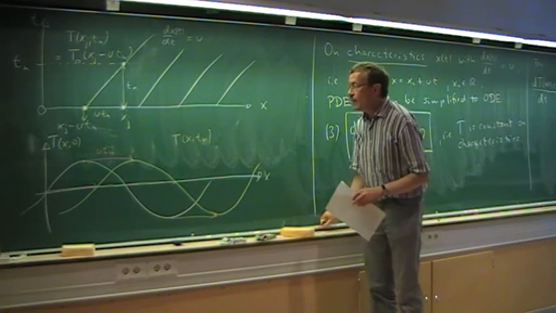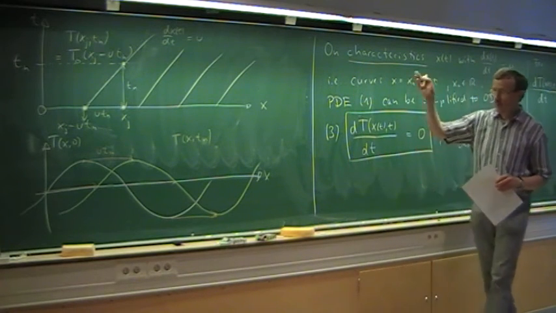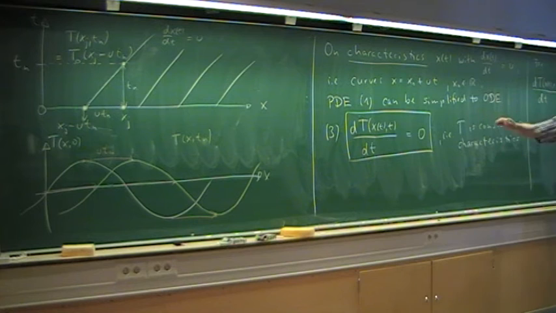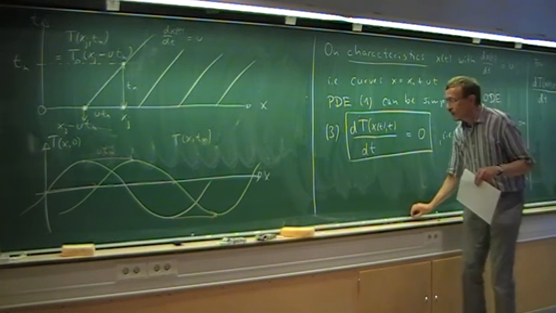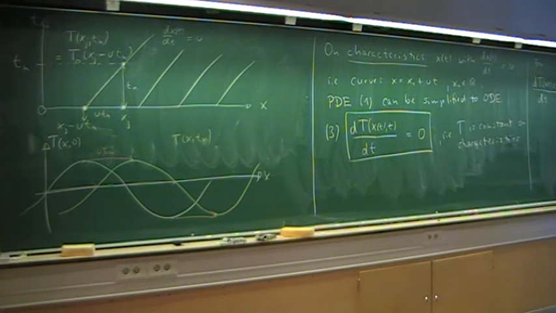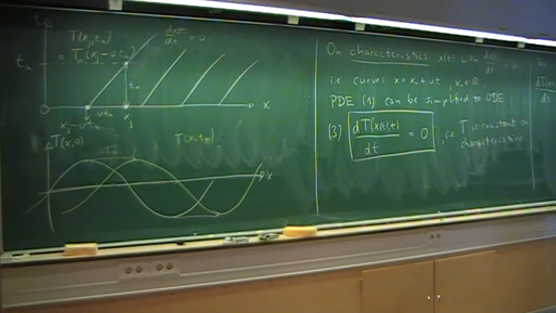So therefore, if we know the initial condition, and we have it defined for all x, then we know the solution for any time. So that just means that we have a transport of the profile without change of the form.